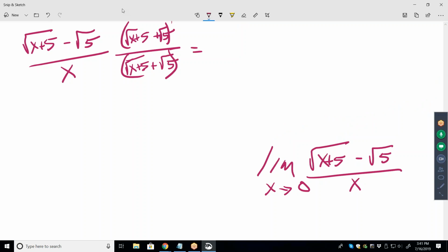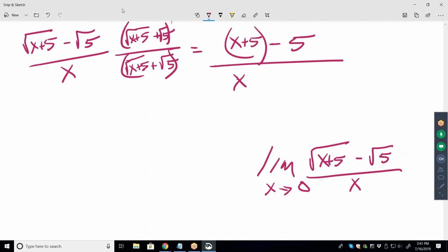With the top, you just get x, because you get x plus 5. Now let's write it out so we don't get confused. That's the first term. The middle two terms disappear because you're multiplying by the conjugate, so the only term we need to worry about is the last term, which is minus 5.